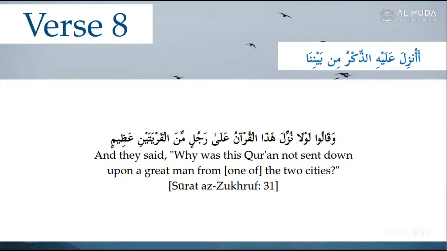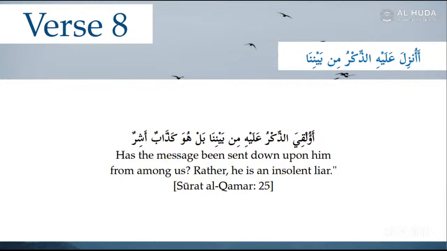In Surah Al-Qamar, verse 25, we learn, أَأُلْقِيَ الذِّكْرُ عَلَيْهِ مِن بَيْنِنَا بَلْ هُوَ كَذَّابٌ أَشِرٌ. Has the message been sent down upon him from among us? Rather, he is an insolent liar. So they wanted the Qur'an to have been revealed upon a great, noble, famous man amongst them, one from amongst the Mala, the Akabir, the Ashraf. But the fact of the matter is that even if that was to be the case, they wouldn't have accepted the message. They have an issue with the message, not the bringer of the message necessarily.